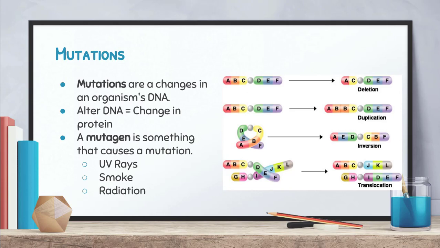Take a look at some of the mutations over here. We've got a deletion of a letter, so normally it would be A, B, C, D, E, F. Well, B just happens to get deleted. A duplication, an accidental duplication of part of a DNA. Sometimes you can get inversion and translocation as well. So there's a variety of different mutations that are possible as a result of external as well as internal factors.